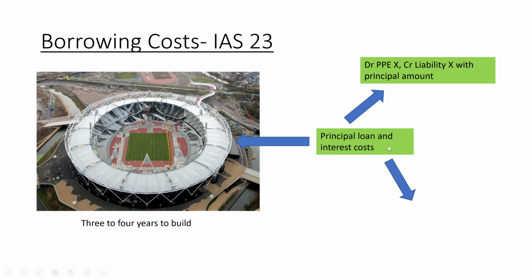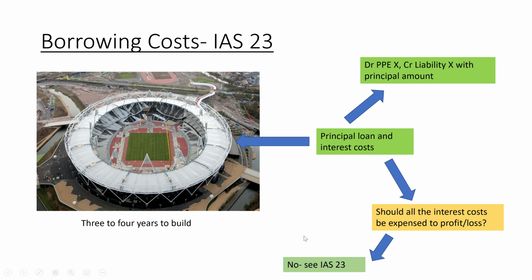Now, how do we account for the interest? Well, let's see. You'd normally think, okay, I've got interest on the loan, that goes to finance costs. That's a finance cost. That's going to reduce my profit and loss. We're going to debit finance costs and credit liability. Well, no. IAS 23 has specific conditions.